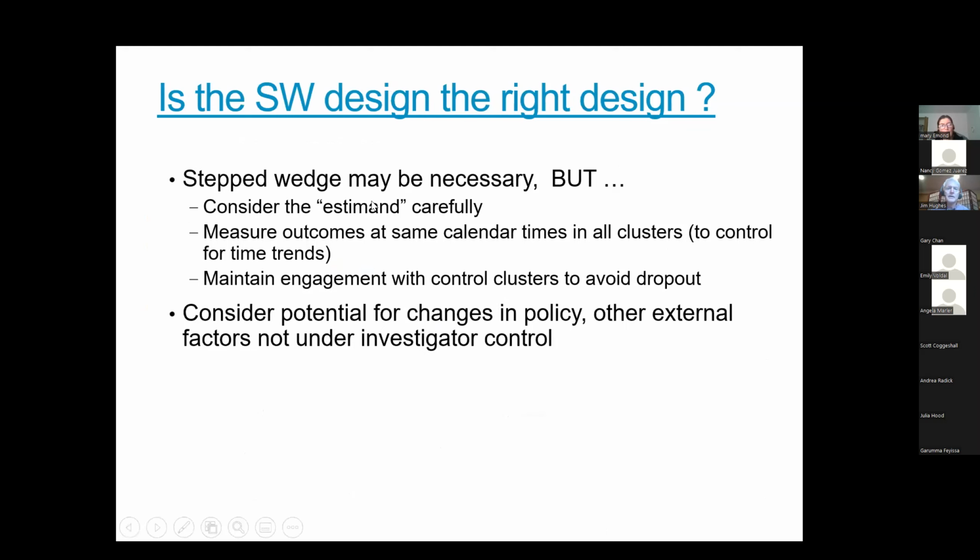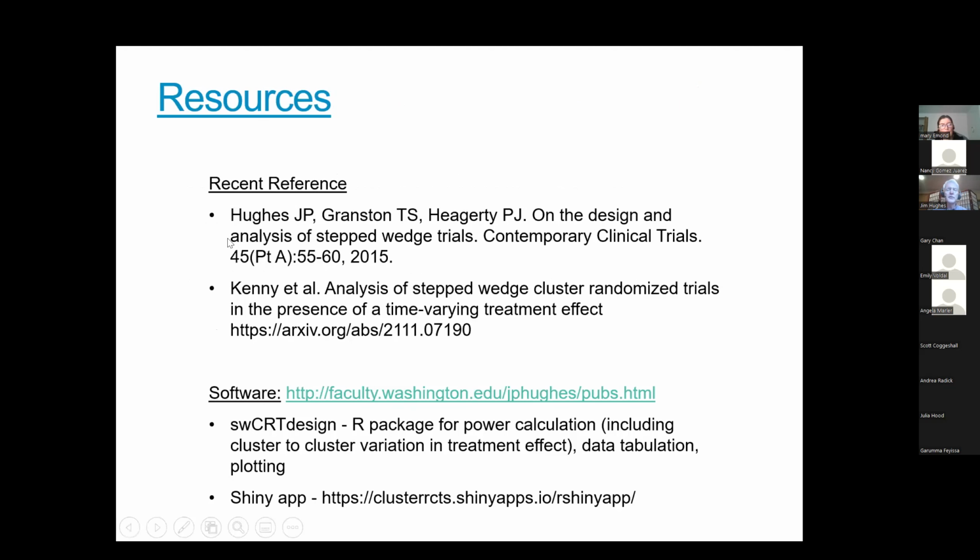So yeah, consider the estimate: measure the outcomes at the same calendar times in all clusters. You have to synchronize your outcome measurements across all the clusters so you control for time trends, and try and maintain engagement with the control clusters to avoid them dropping out. I've already mentioned the possibility of changes in policy or other external factors that are not under the investigator's control. I think that's it. So this was the one paper I was referring to.